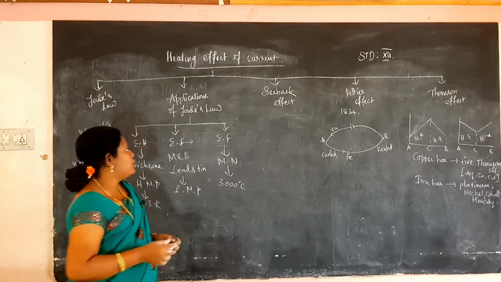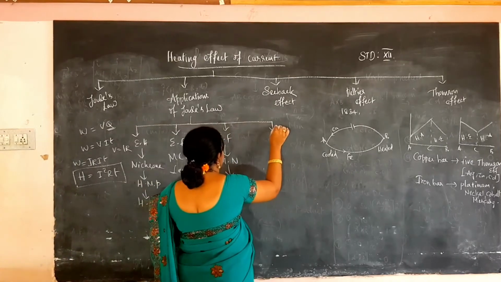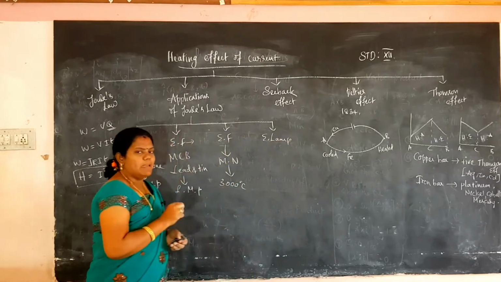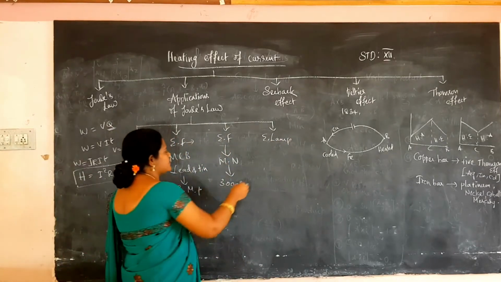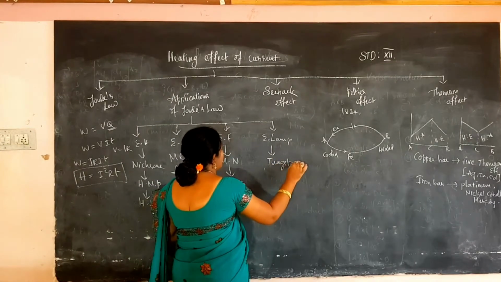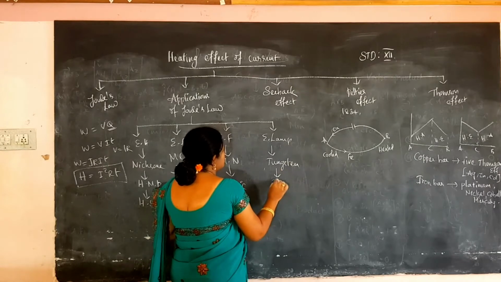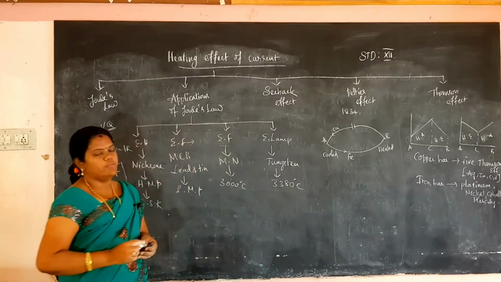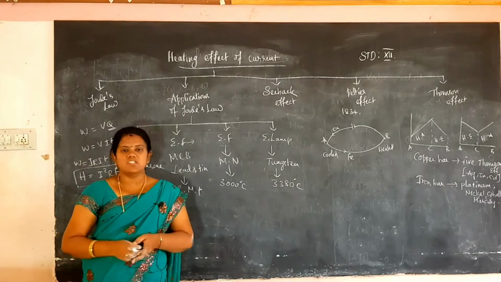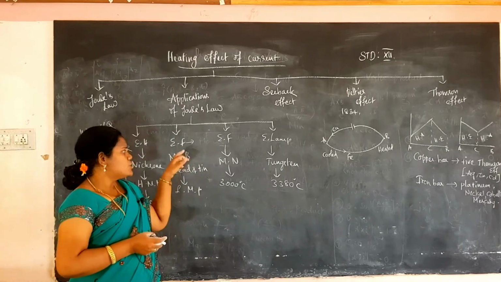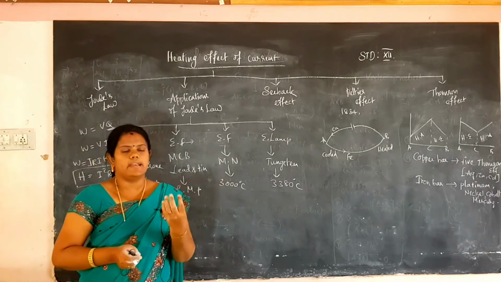Okay, and the fourth one is the electric lamp. All are well versed with the bulb. In the center there is a string, and that string is tungsten, having a high melting point of 3380 degrees Celsius. This is the important one. So the melting point of tungsten is 3380 degrees Celsius, and tungsten is used in the electric lamp.